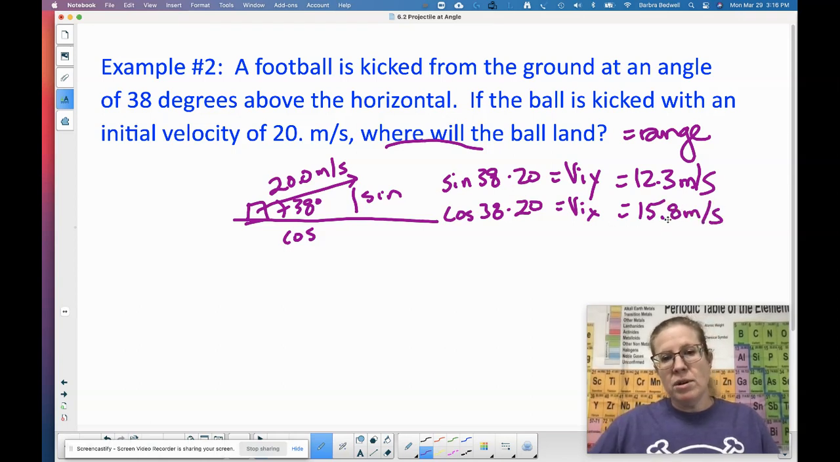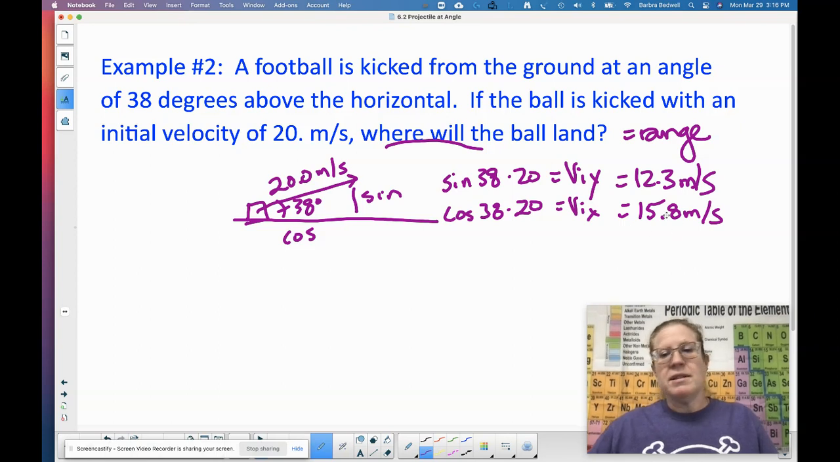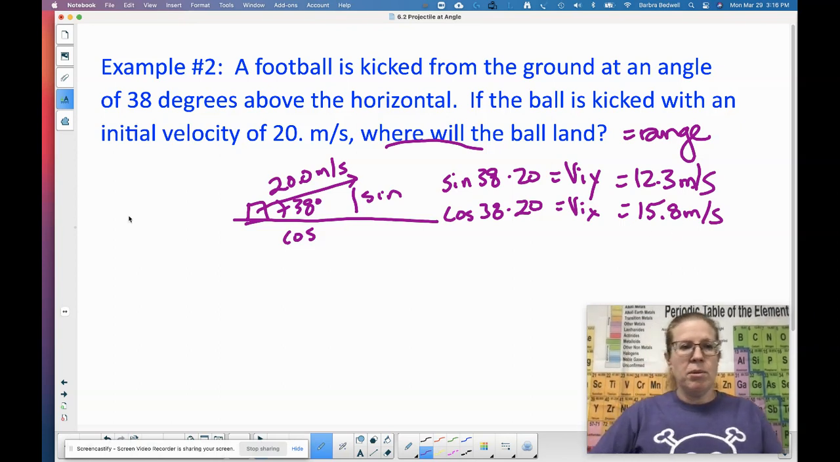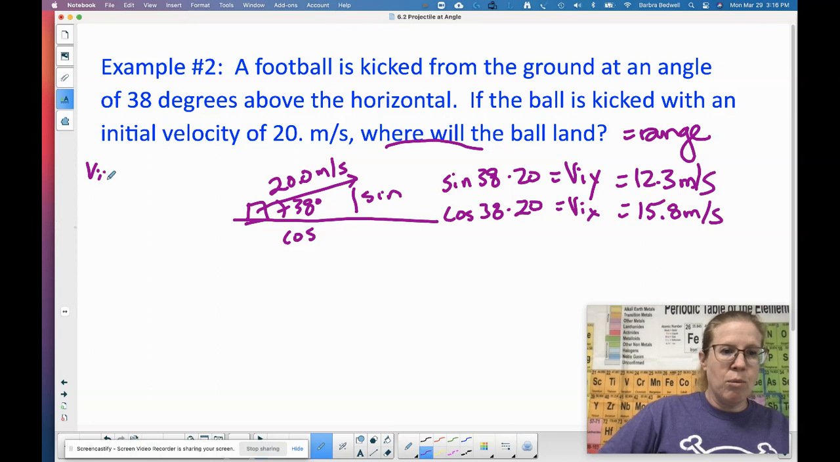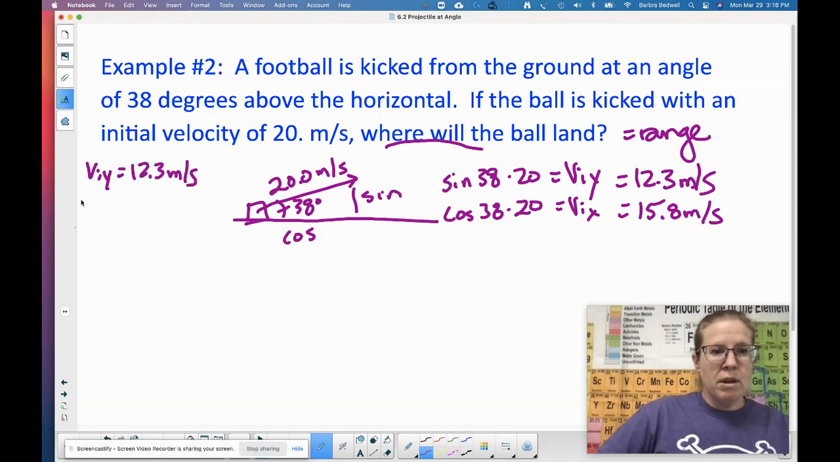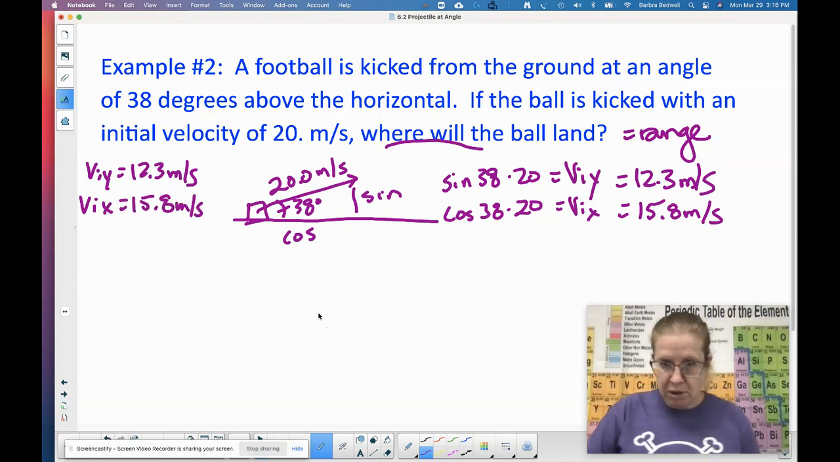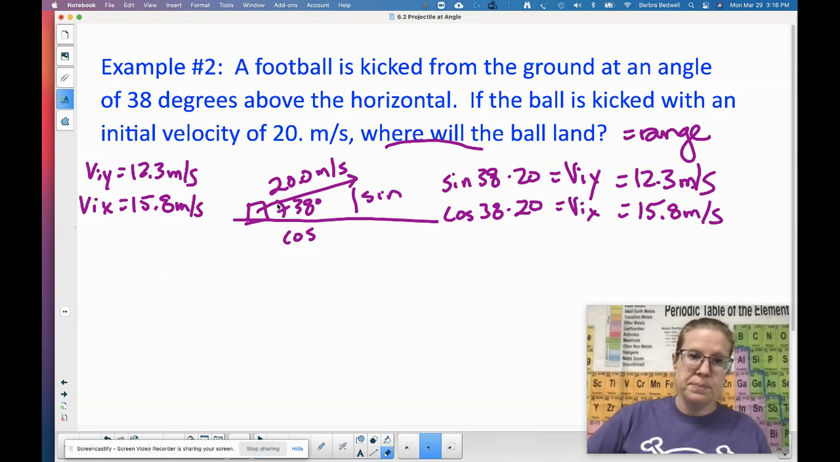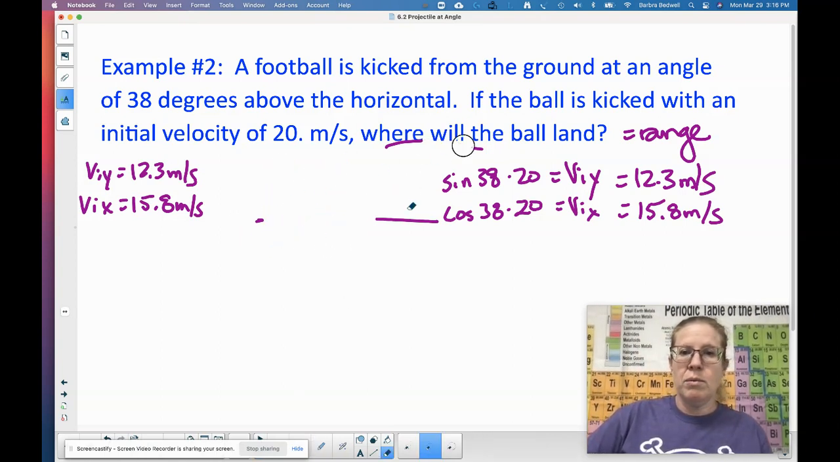Makes sense. The horizontal component is definitely bigger. It's not a very steep angle, so the horizontal component makes sense. So VIY equals 12.3. VIX equals 15.8 meters per second. So again, those are the pieces you know you're going to end up needing to use. All right, well, what else do we need to know?